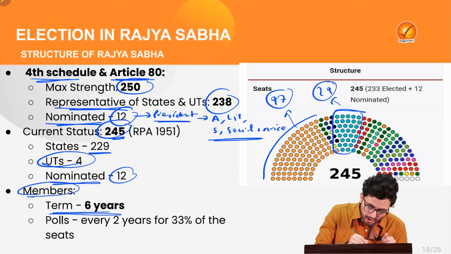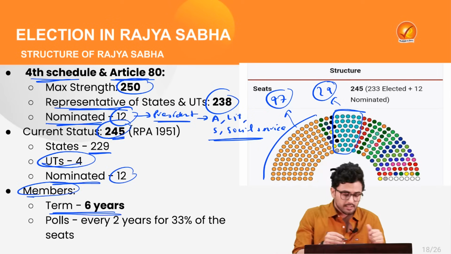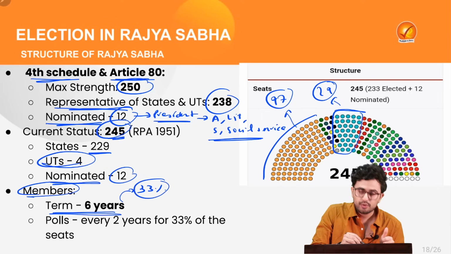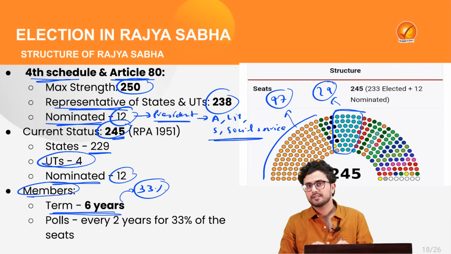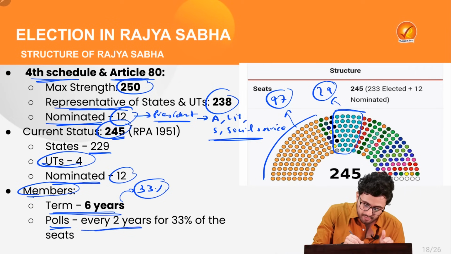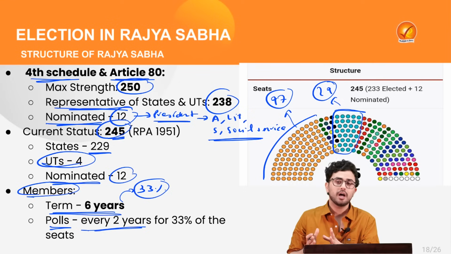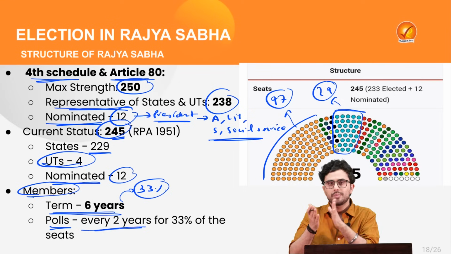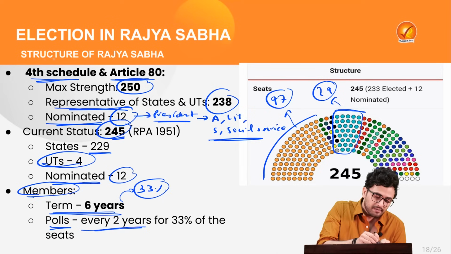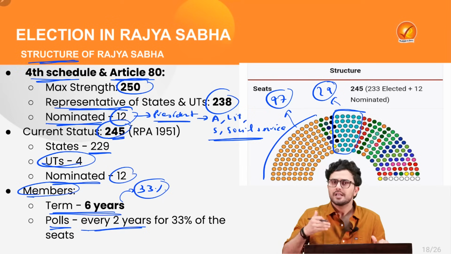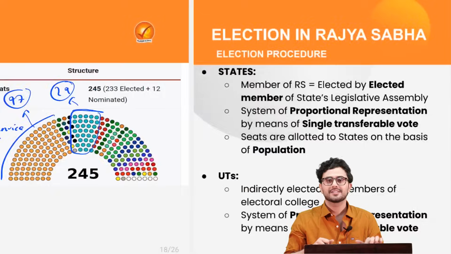These members have a term of 6 years in Rajya Sabha, and every 2 years around 33% of Rajya Sabha members retire. Thus, to fill these vacant seats, polls take place every 2 years. Keep this in mind that any member of Rajya Sabha can contest the election to become a member of Rajya Sabha any given number of times. Thus, as we have understood the structure of Rajya Sabha, now let's try to understand how these members are elected to the Council of States.